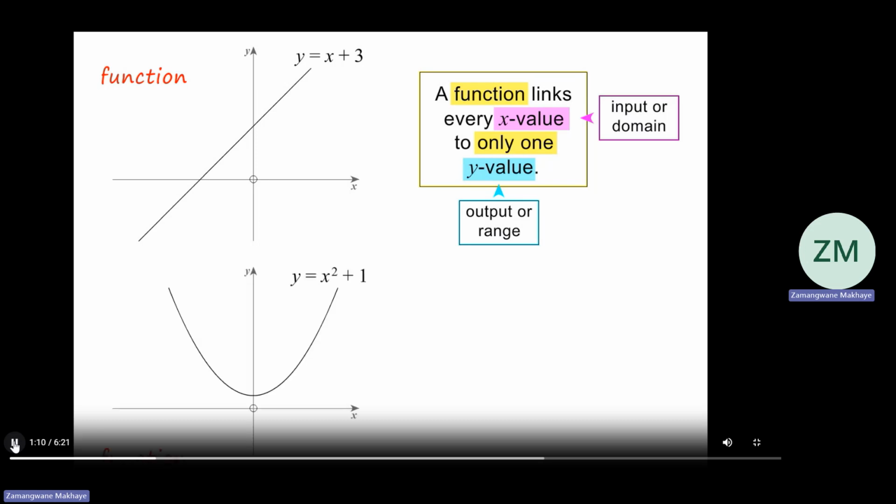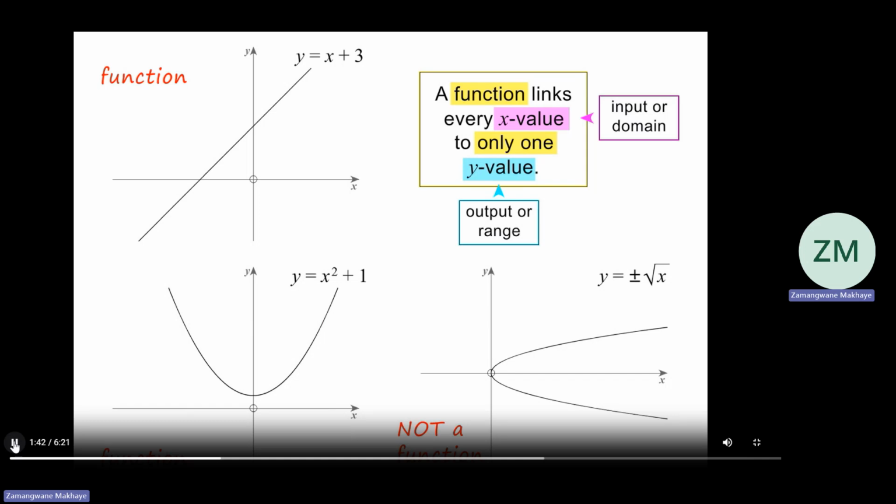This parabola is also a function. Again, the reason is because each x value is linked only to one y value. For example, x equals minus 2 is linked to only y equals 5. And x equals 1 is linked only to y equals 2. And x equals 2 is linked only to y equals 5. In other words, each element in the domain is linked only to one element in the range.